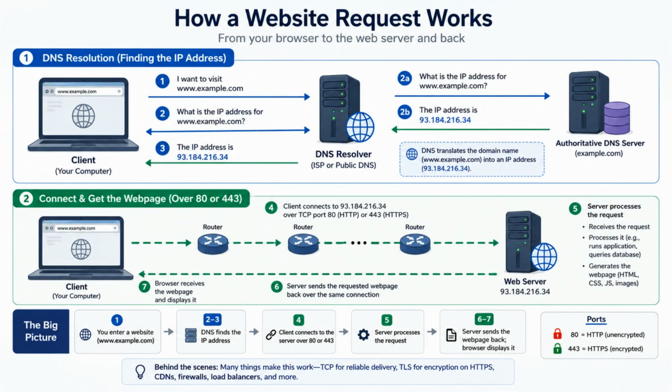Same story, slightly more detail. This version spells out what the server processes the request actually involves: receiving it, running whatever application logic is needed, possibly querying a database, and generating the HTML, CSS, and JS that gets sent back. That's a preview of everything from Chapter 7 onward. The callout at the bottom is worth reading aloud. TCP, TLS, CDNs, firewalls, load balancers, all real pieces of this puzzle we're intentionally not opening today, because the goal right now is the big picture, not every layer underneath it.